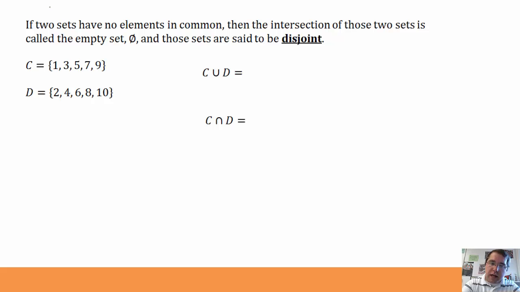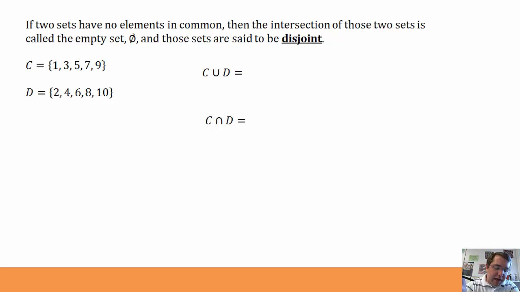If two sets have no elements in common, then the intersection of those two sets is called the empty set, written with this sort of 0 with a slash through it. And those sets are said to be disjoint. So if they have no elements in common, their intersection is empty. Their intersection is the empty set, and those sets are called disjoint.